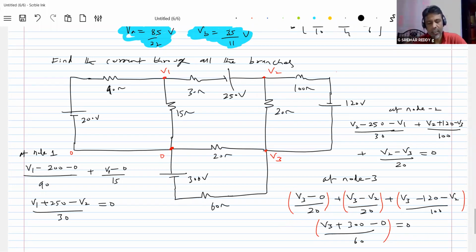I'll give the values later on. If you want to, you can cross check them. V1, you have to check the calculation. I did it with a calculator and got this much of values. So check once.